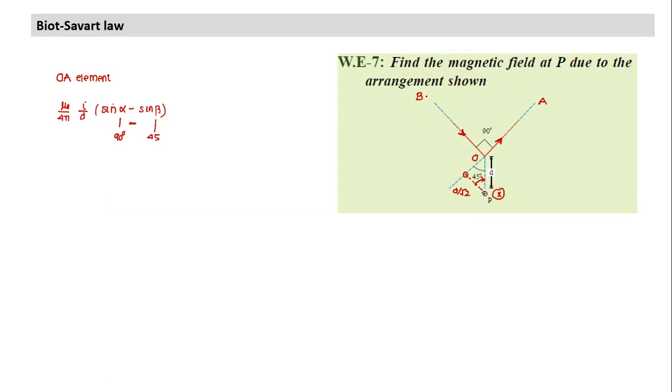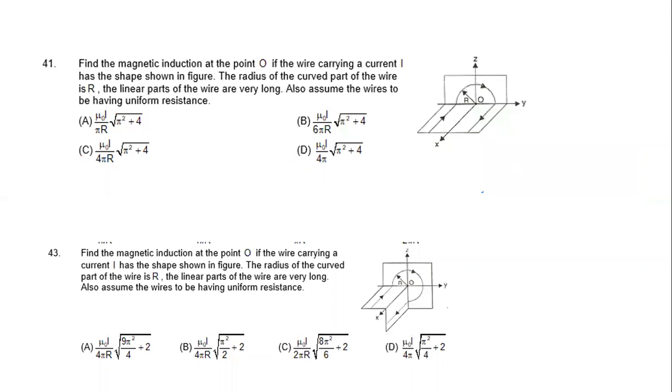Similarly, to find the field due to element OB, again I can extend this element, and here also we drop a perpendicular. Exactly the same thing repeats. This also lies on the right, as does OA, so both will act in the same direction and add up. Had the direction been opposite, the field at point P would have been 0. That's a way to apply it. There are a few more questions we can do one by one.